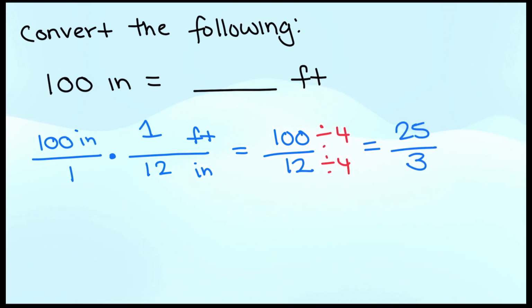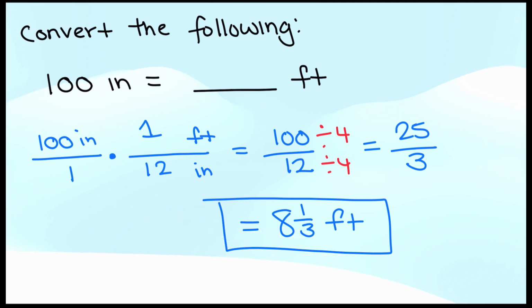I'm going to reduce before I do that division. Both of these numbers are divisible by 4. 100 divided by 4 is 25. 12 divided by 4 is 3. So now I've got 25 divided by 3, and 3 goes into 25 8 times with 1 left over. So I can write this as 8 1/3 feet. So 100 inches is 8 1/3 feet.